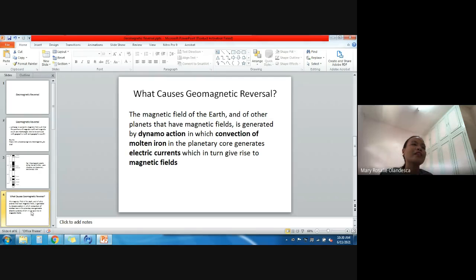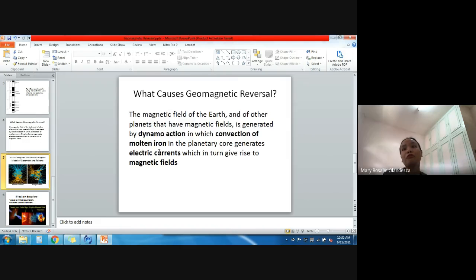Okay, so with that, there was a dynamo action of a convection of molten iron. We all know also that the Earth's core is mostly made up of iron. Okay, iron is the most abundant metallic element in the Earth's core. So with that, due to the dynamo action, electric currents are being generated, which gives rise to the magnetic fields. And with that, the magnetic field now flips.